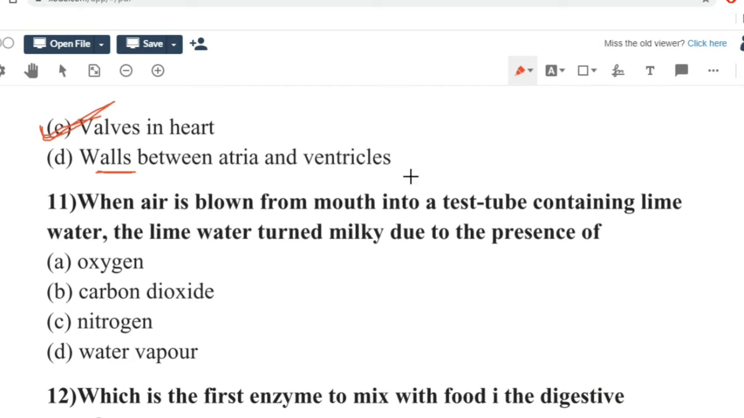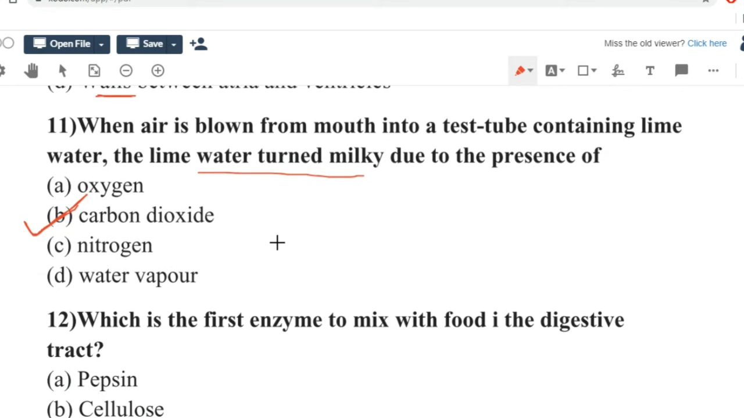When air is blown from mouth into a test tube containing lime water, the lime water turned milky due to the presence of. Now we all know this is an activity which is given in the textbook. So you have to read the activities also thoroughly. So when air is blown from mouth into a test tube containing lime water, the lime water turns milky due to the presence of carbon dioxide. Okay.